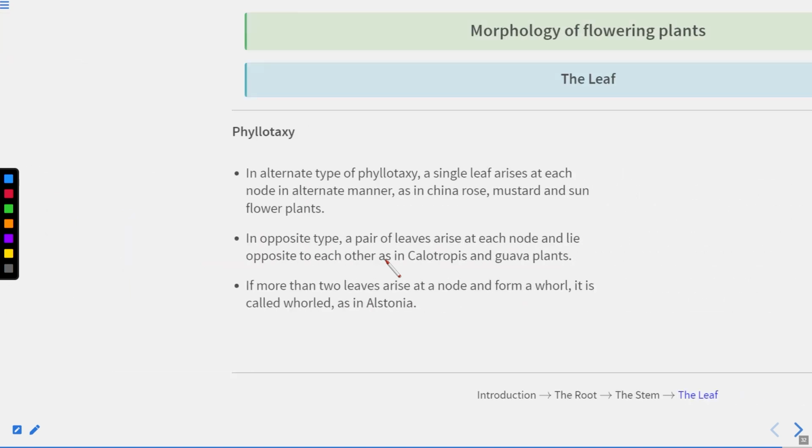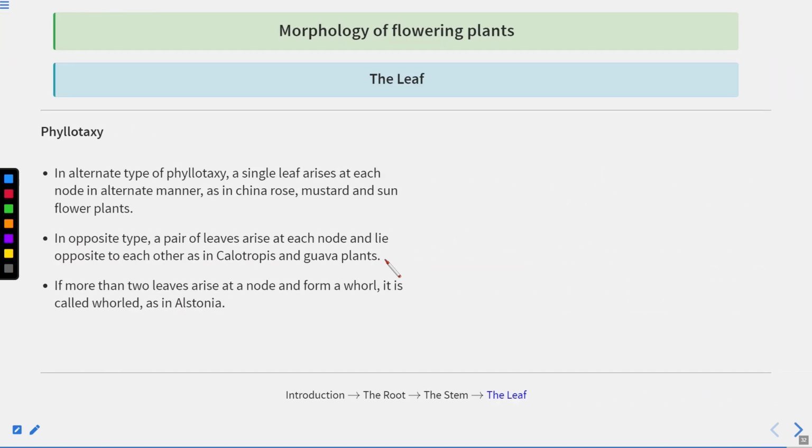In the alternate type of phyllotaxy, a single leaf arises at each node in an alternate manner, as in the case of China rose, mustard, and sunflower. So many examples are given here. In China rose, mustard, and sunflower plants, alternate arrangement means a single leaf arises at each node in an alternate manner.